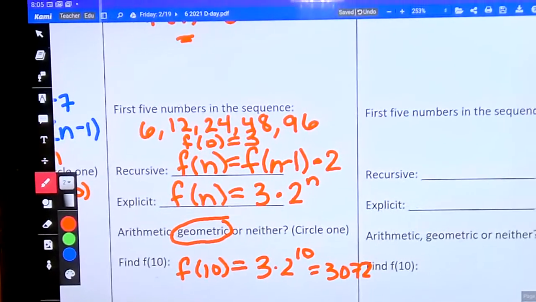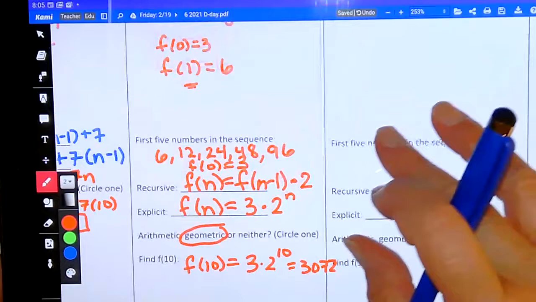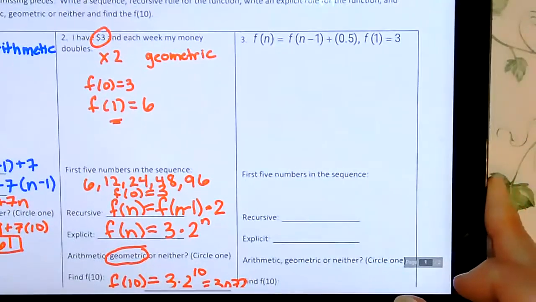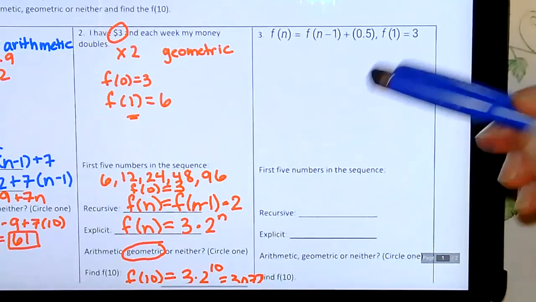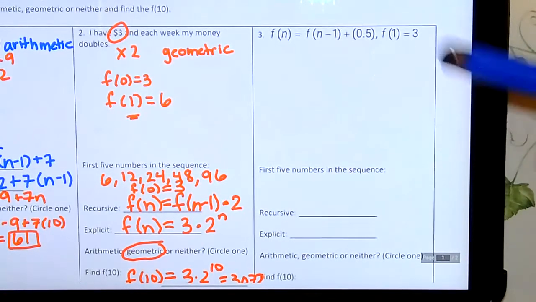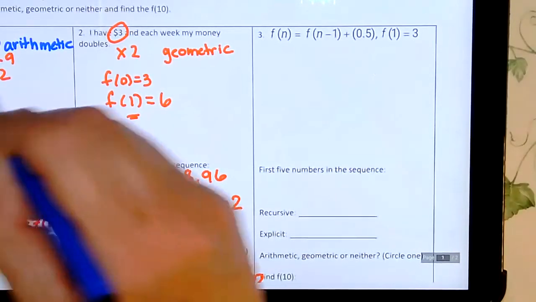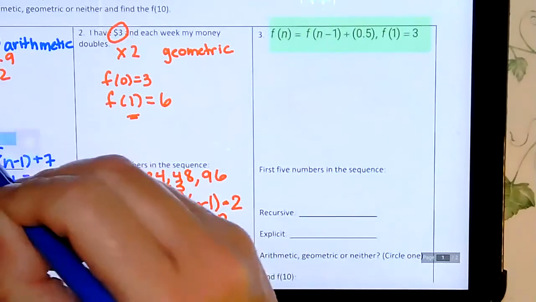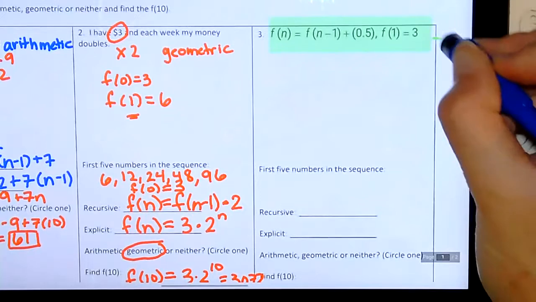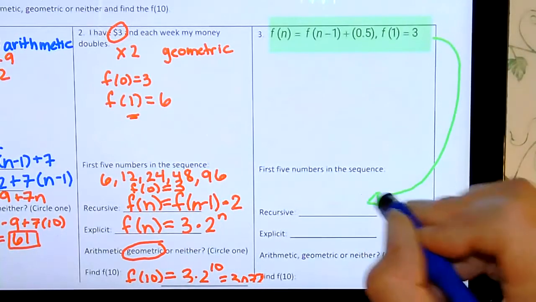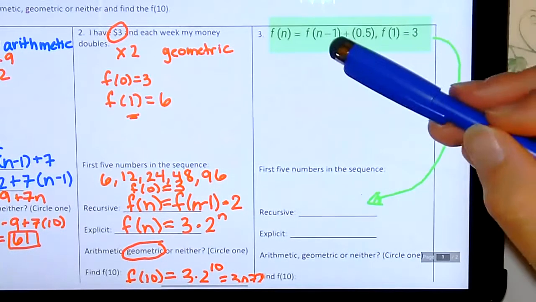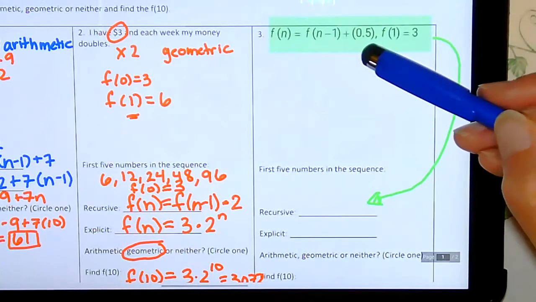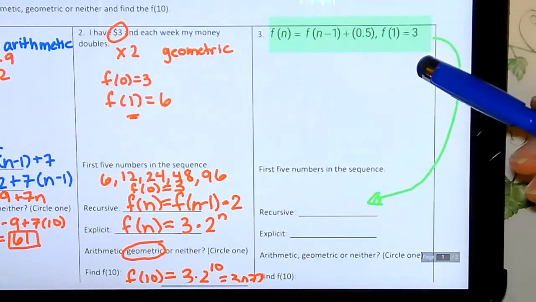Next one, number 3. On number 3, they're giving us the recursive one. So I'm going to highlight this, and I am going to draw an arrow here. This is my recursive: f of n is equal to f of n minus 1 plus 0.5. I'm adding 0.5, and my first term is 3.